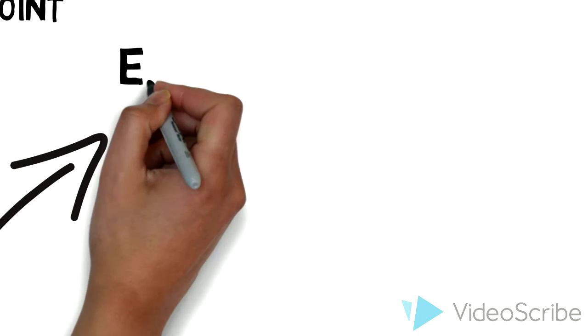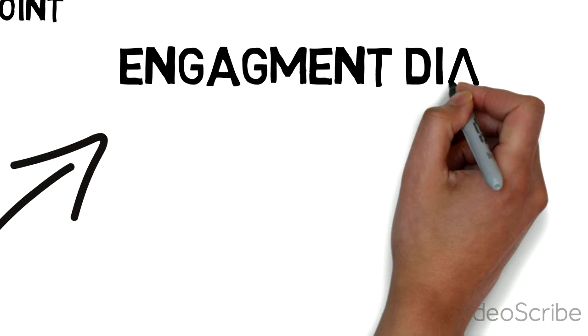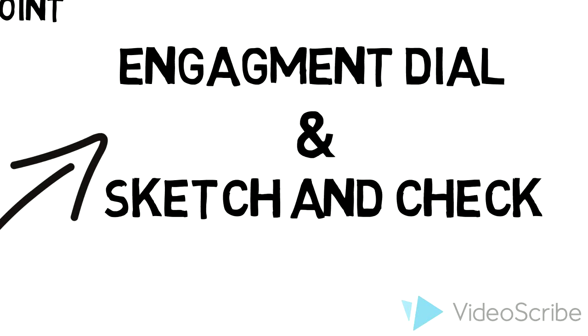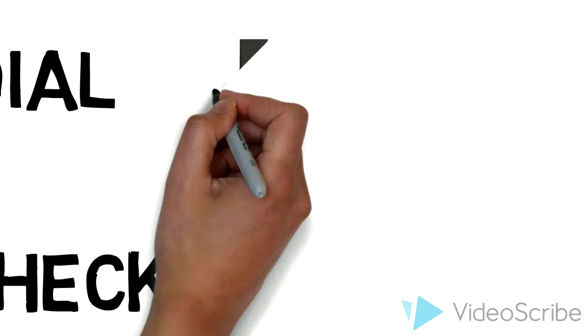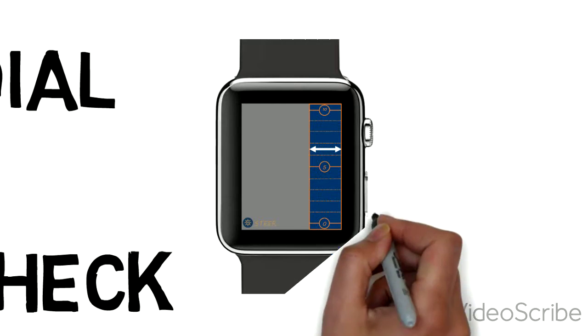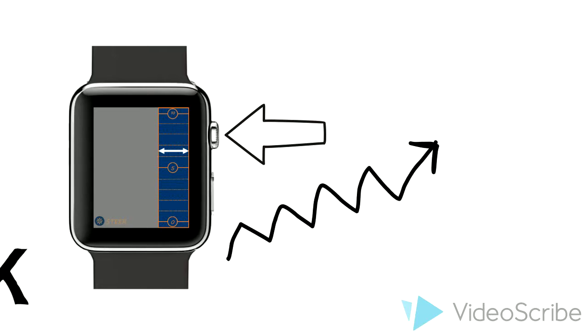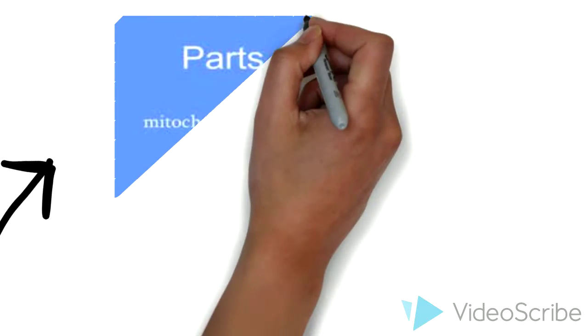In response, I have developed a tool that will enrich the delivery of the class information through two functions, the engagement dial and the sketch and check. First, the engagement dial works similar to what we see during presidential debates. The student turns the digital crown on the Apple Watch, moving an arrow up and down, measuring that student's comprehension on a scale of 1 to 10.